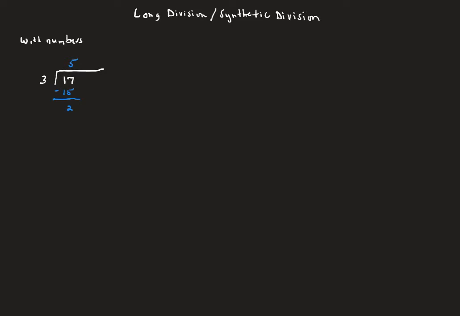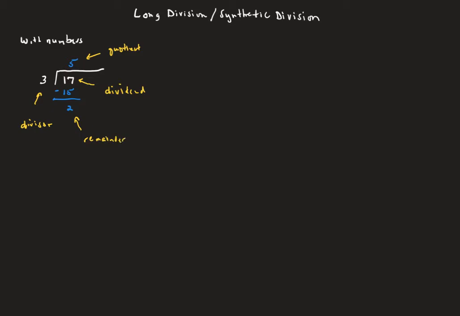The 17 is called the dividend. The 3 is called the divisor. The 5 up here is called the quotient. And then we're probably familiar with the 2 is known as the remainder.